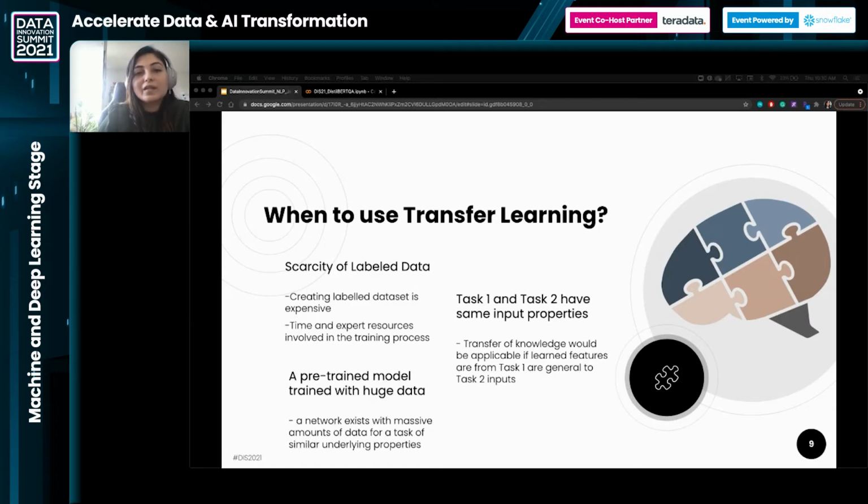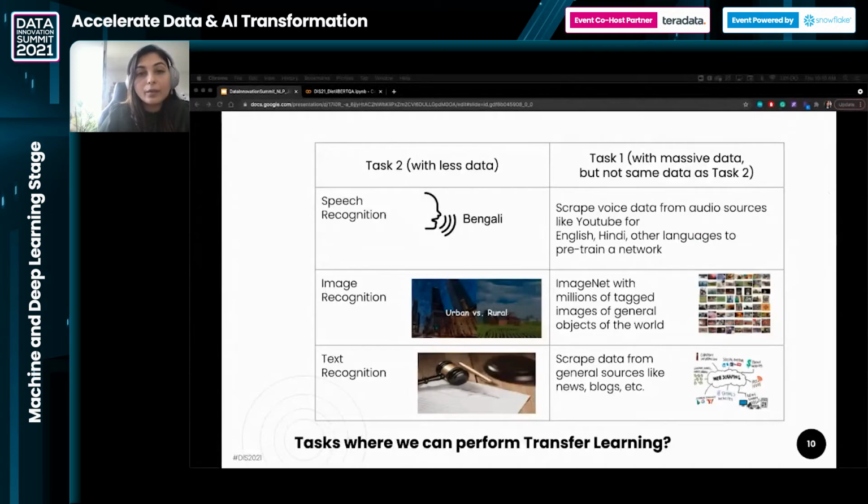So here are some very classic examples. On the right hand side, you have task one, where you have access to a massive amount of data. Take the second example, a very classic example from the computer vision field, where you have ImageNet with millions of tagged images, right? And it has trees, houses, etc.